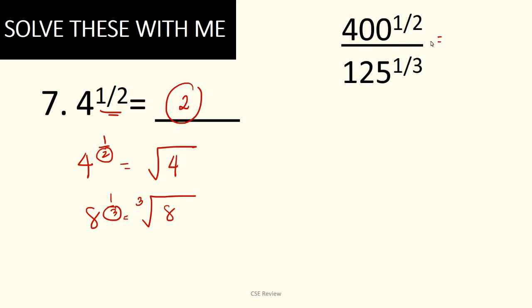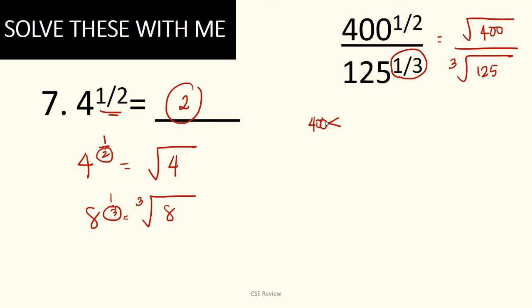Sa taas, you have 1 half ng exponent ng 400. So, that is going to be square root of 400 over, and then you have here, 125, tapos ang kanyang exponent ay 1 third. So, that is the cube root of 125. And now that we know that, we can start solving. So, ang 400, okay, ginagawa natin ito sa exponent. So, if you haven't seen the exponents lesson, make sure that you watch that para maintindihan nyo itong ginagawa ko.